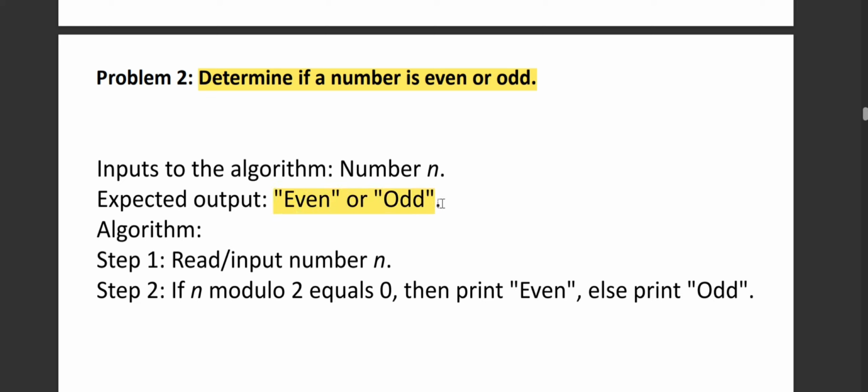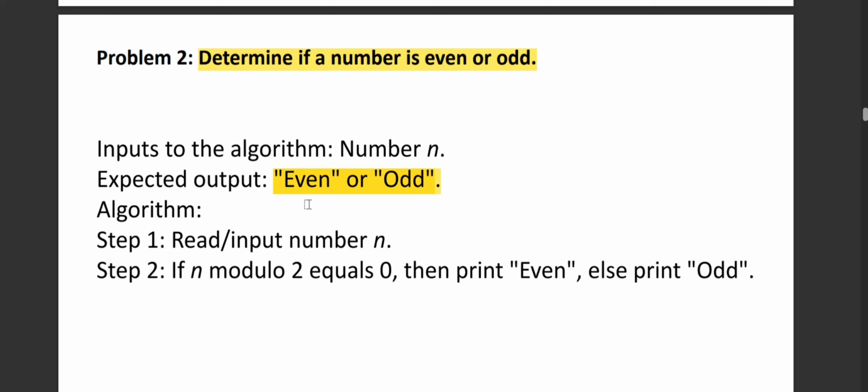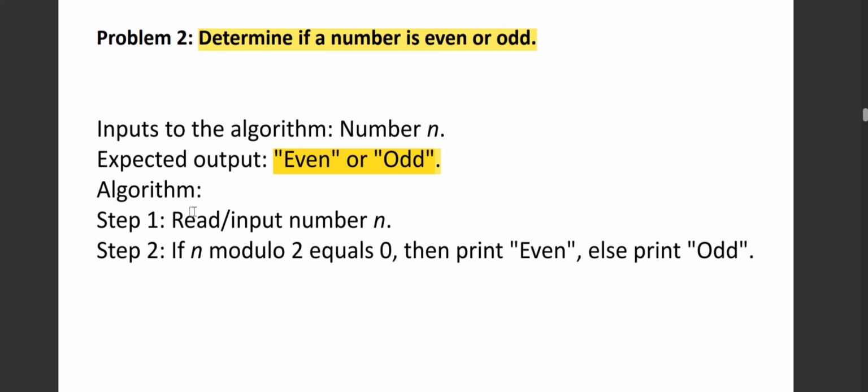There are only two options, right? A number will be even or odd, except 0, but here I'm saying that because 0 is neither even nor odd. So a number will have two options, even or odd. So the output can be even or odd. So what is the algorithm for this? The algorithm for this is, as usual, first we'll take the input, and next step.